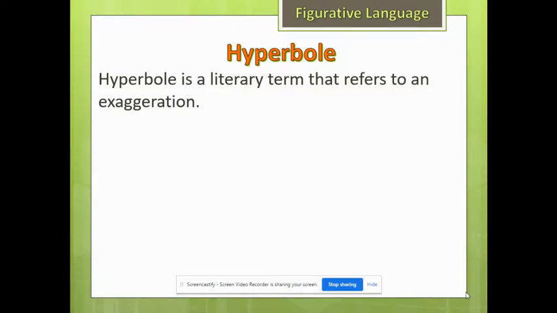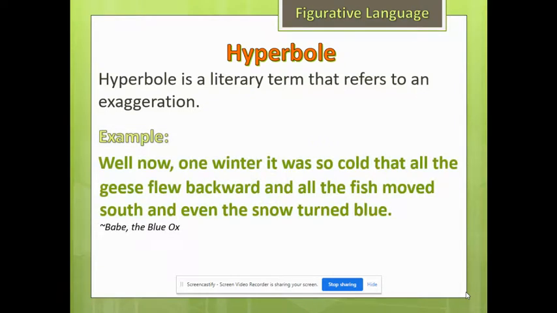Hyperbole. Hyperbole is a literary term that refers to an exaggeration, making something larger than life. We saw this a lot in the fables and the tall tales that we talked about. An example is, well, now, one winter, it was so cold that all of the geese flew backwards, and all of the fish moved south, and even the snow turned blue. And this is a quote from Babe the Blue Ox.